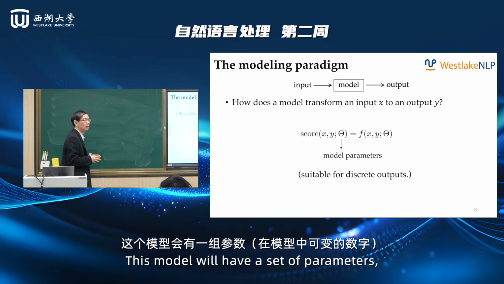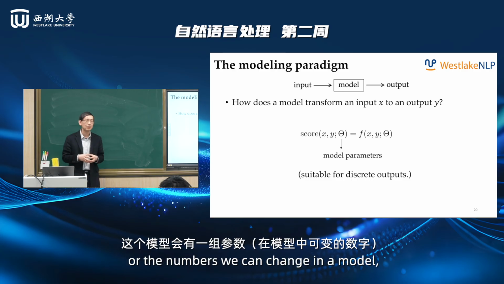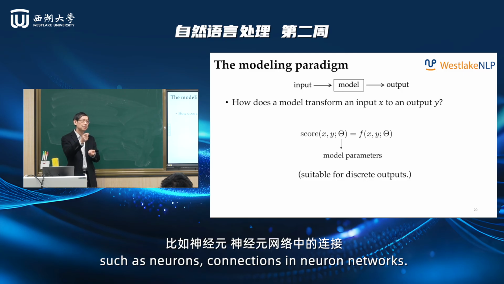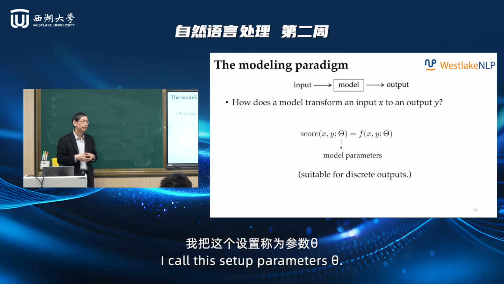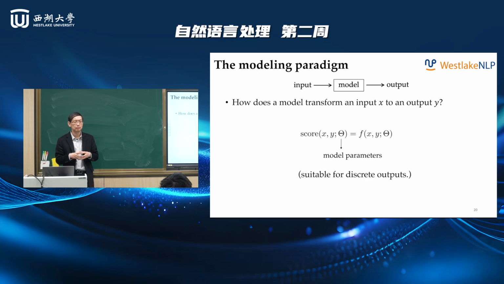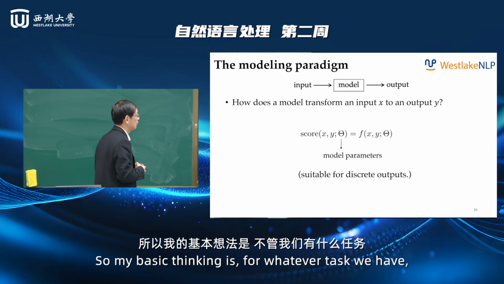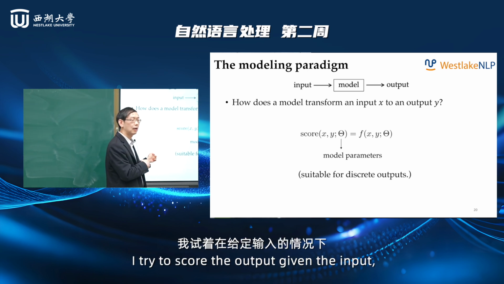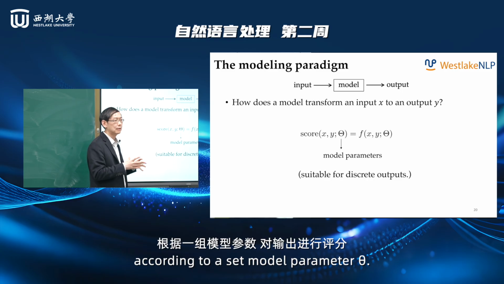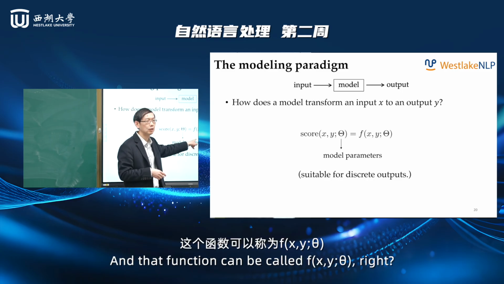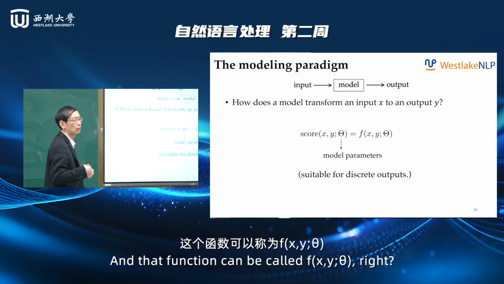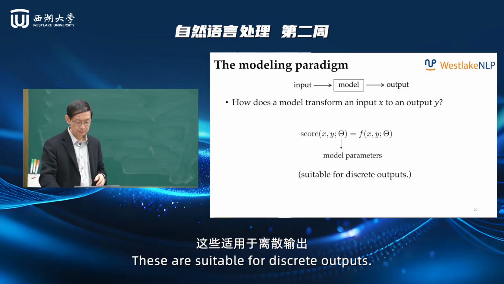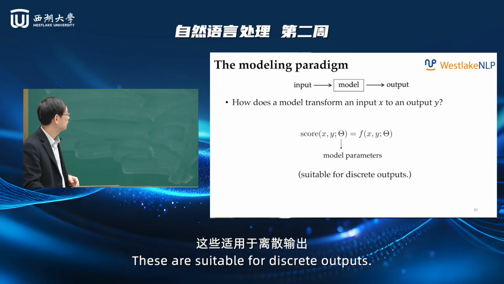And this model will have a set of parameters, or the numbers we can change in a model, such as neurons and connections in neural networks. I call this set of parameters theta. So my basic thinking is, for whatever task we have, I have an input and I have an output. I try to score the output given the input according to a set of model parameters theta, and that function can be called f(x, y, theta). And these are suitable for discrete outputs.